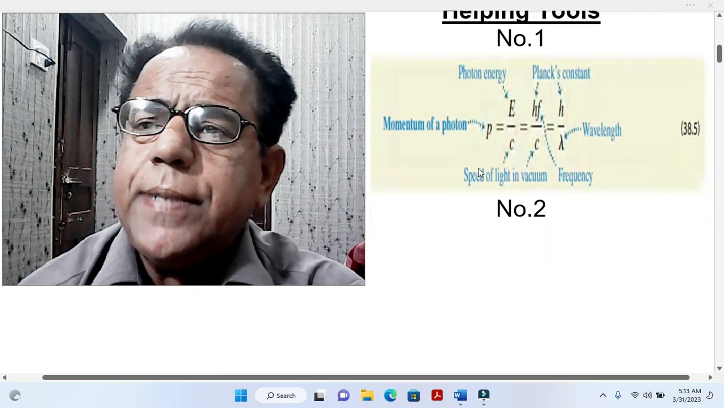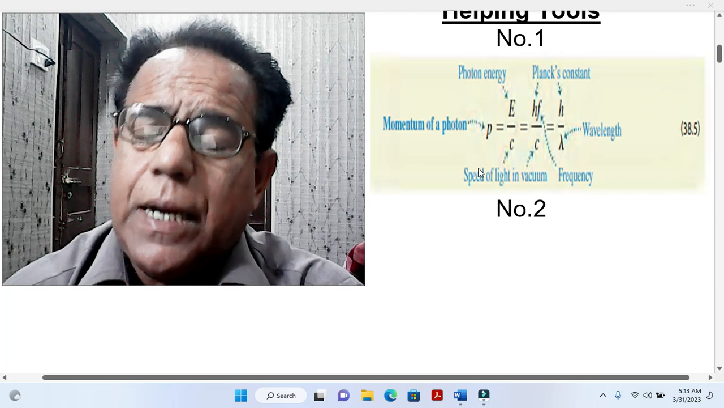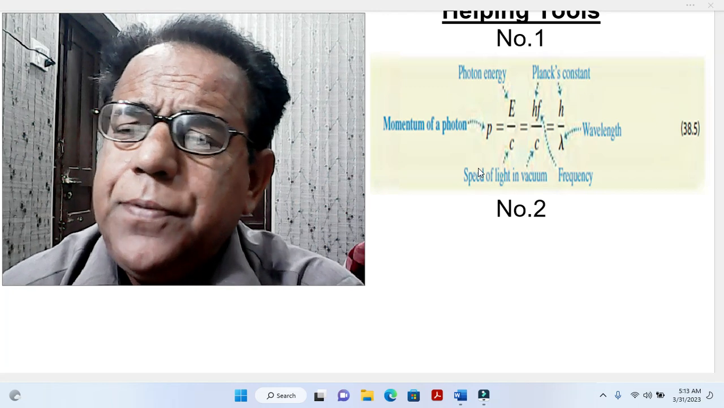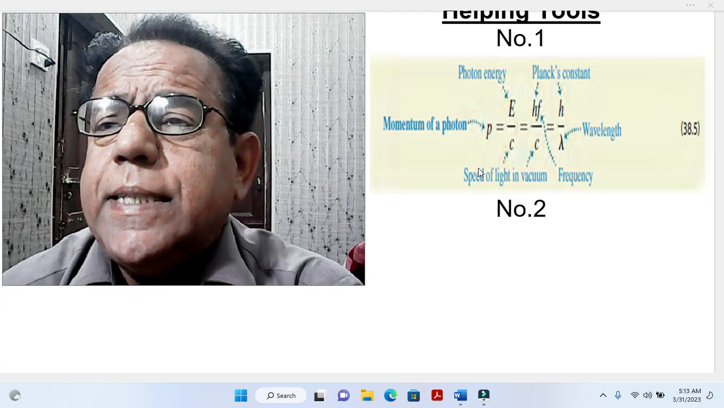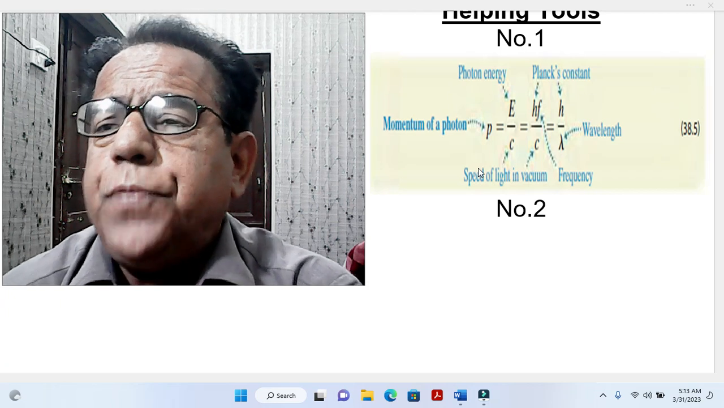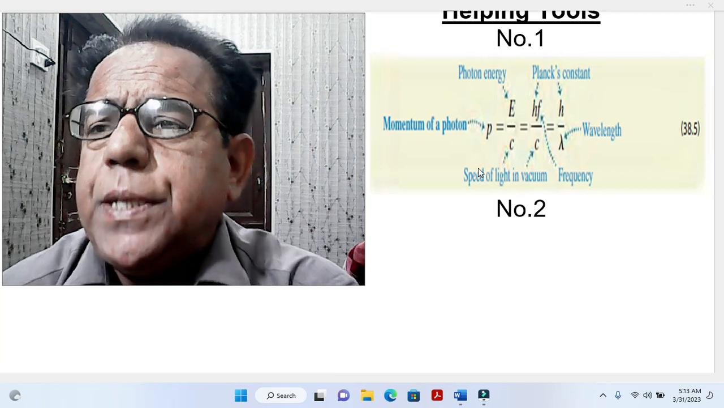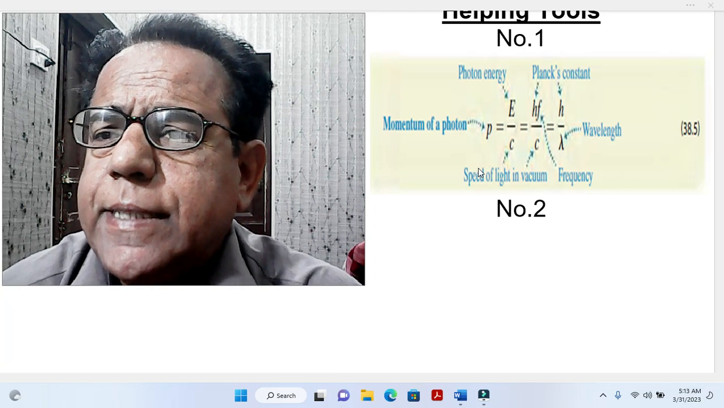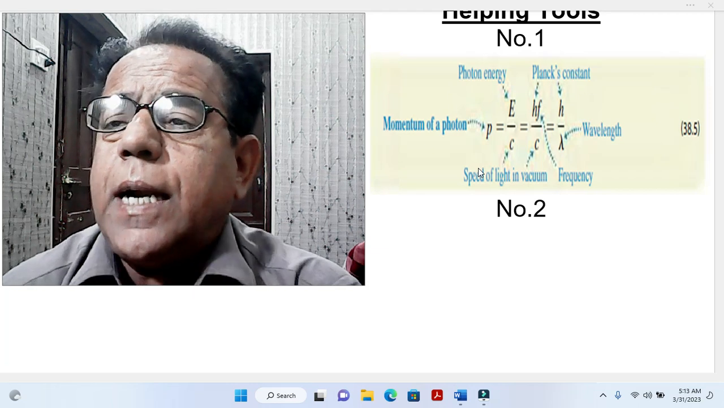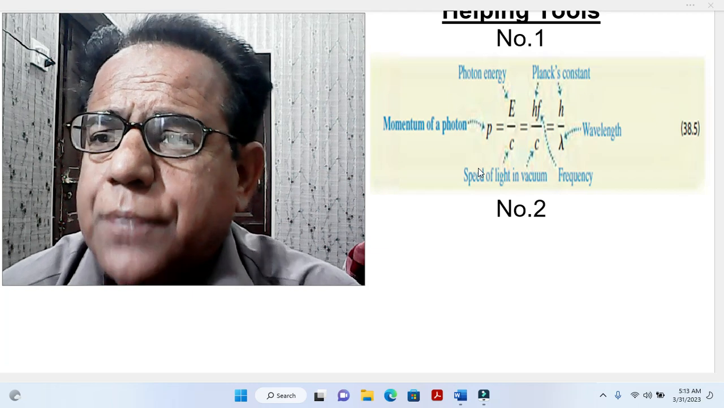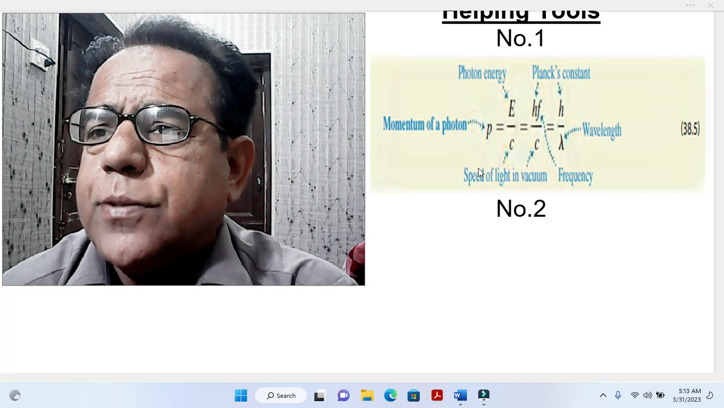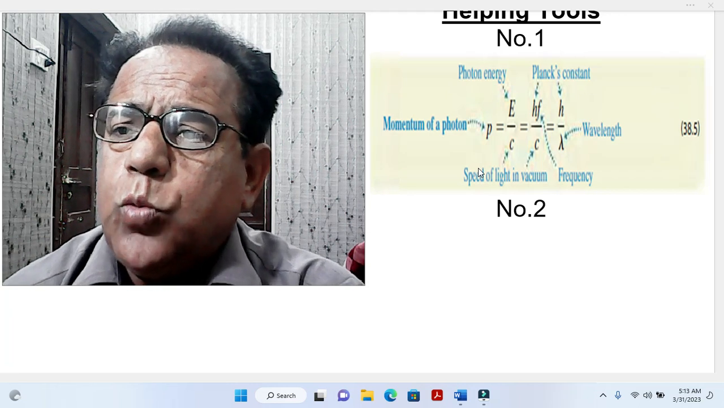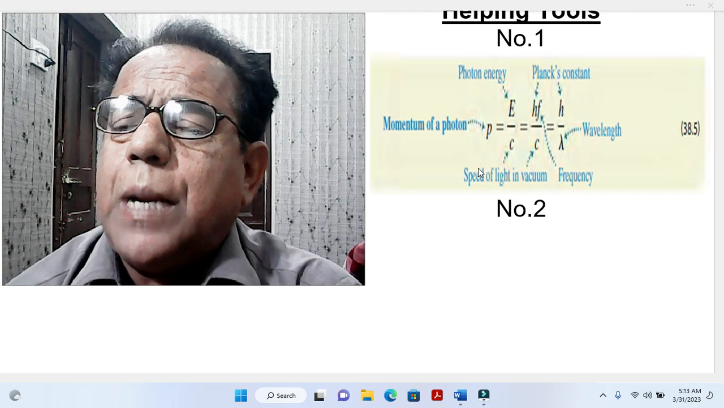Dear students, the first tool has been taken in our videos, in our problems many times, and we will take it so long as we need this tool. So the first tool is the momentum of a photon. p is equal to E over c, where E is photon energy and c is the speed of light in vacuum. This alternatively becomes equal to hf over c, where h is Planck's constant and f is frequency, and this alternatively becomes equal to h over lambda, where lambda is the wavelength.